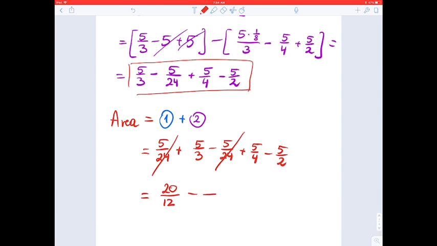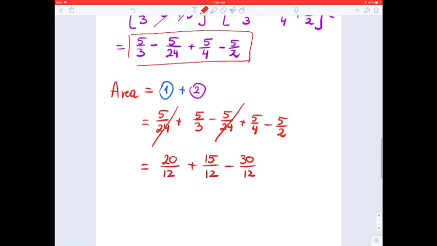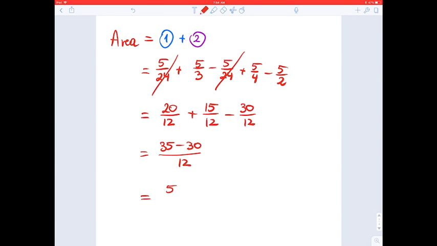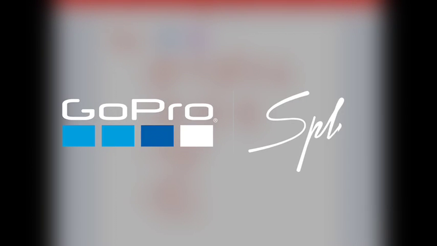I believe the common denominator is 12. Then 5 over 3 becomes 20 over 12, 5 over 4 becomes 15 over 12, and 5 over 2 becomes 30 over 12. Am I right? I multiply by 6. Because always the easiest part is the most challenging. 20 plus 15 is 35, not 25. 35 minus 30 over 12. This means the final answer is 5 over 12.